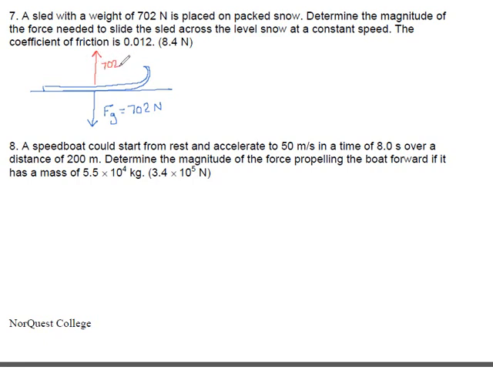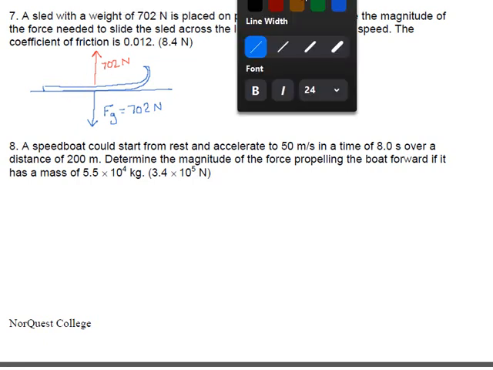So those two forces are equal and opposite. That's why the sled neither sinks into the ground nor floats up into the air. The net force in the vertical direction is zero. Now, they want to slide the sled across level snow at constant speed, and the coefficient of friction is 0.012, so they aren't giving us the friction, but they're giving us enough to find it.